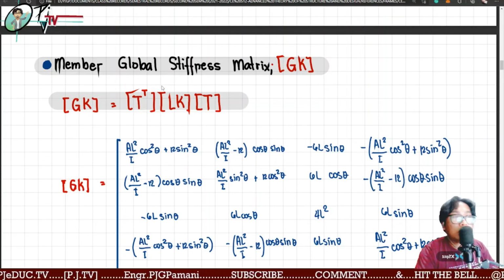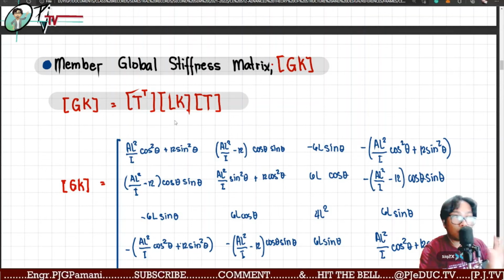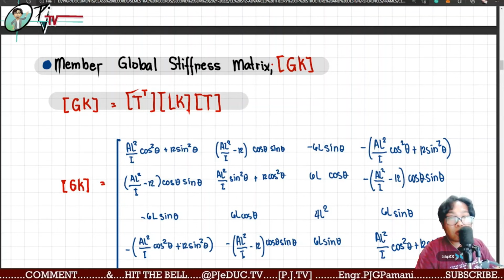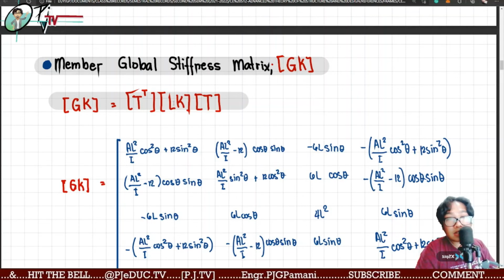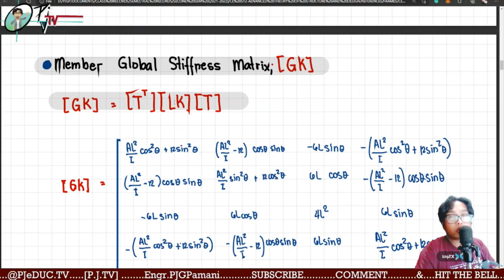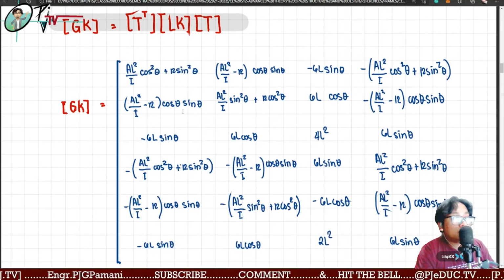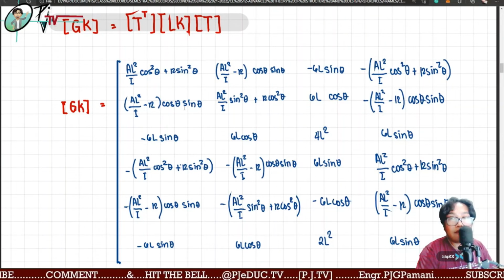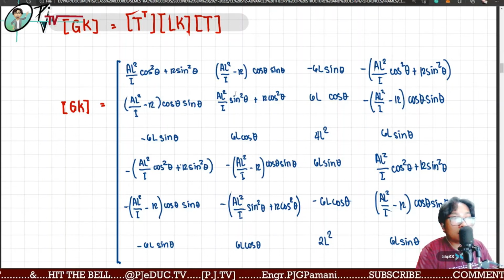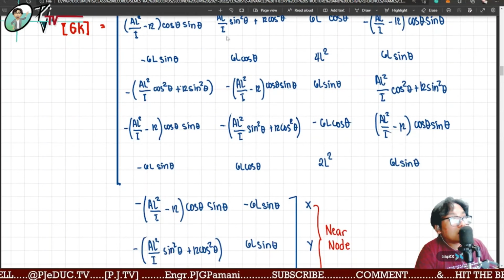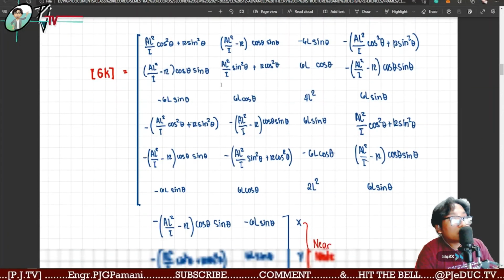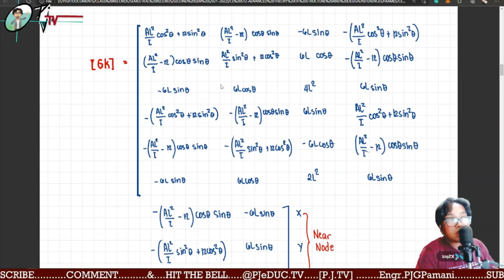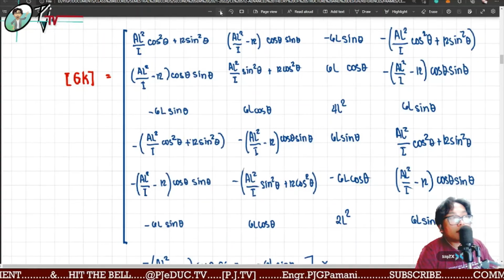Pero kung ayaw mong gawin yan, ayaw mong kunin yung transpose, yung local, and so forth and so long, but you will be needing them later on in solving the end forces and moments on both local and global coordinate system. You can use the general formula on global stiffness matrix with MSM of frames or matrix stiffness method on frames. So this will serve now as our general formula in solving the global stiffness matrix of a member with frames.